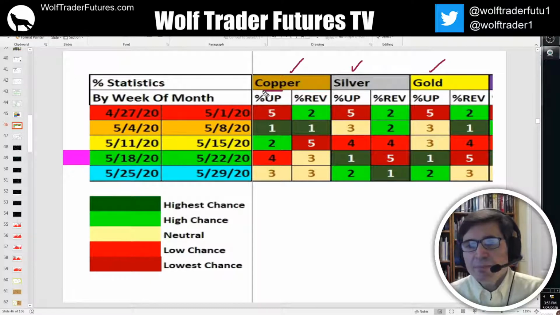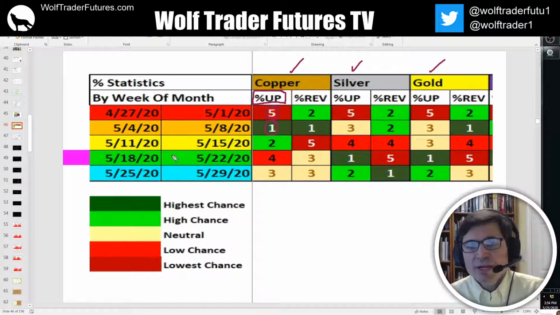So percent up means, what is the probability? What's the highest week that it's up? The number 1 means that this week, statistically, it doesn't mean that this always happens, but statistically this is the highest probability that copper is up, right? And then 5 is the lowest probability that it's up.